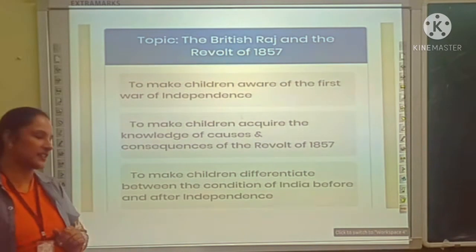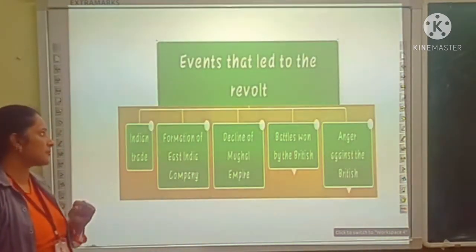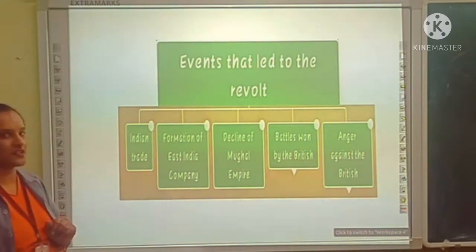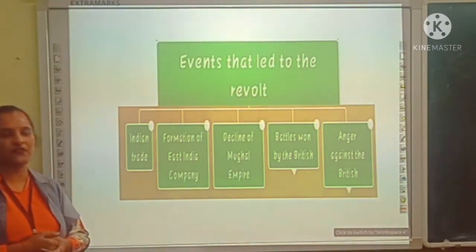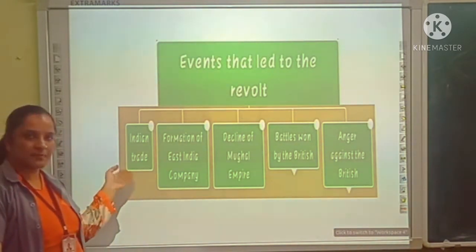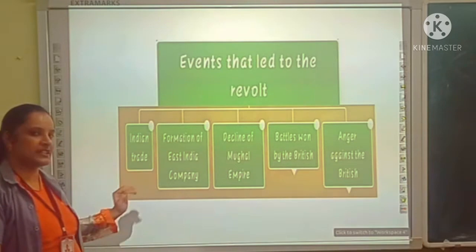So we can differentiate. Okay, so let's begin with the chapter. These are some of the events that led to the revolt. Revolt means a fight for change, for freedom. So what events have taken place? The first one was the Indian trade.